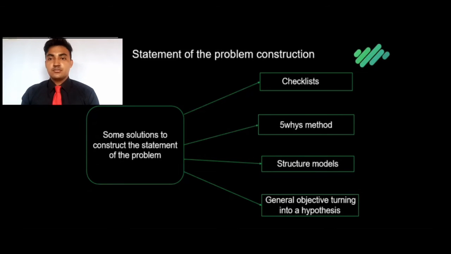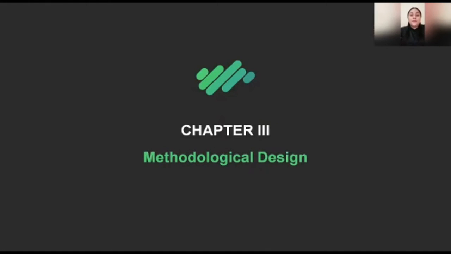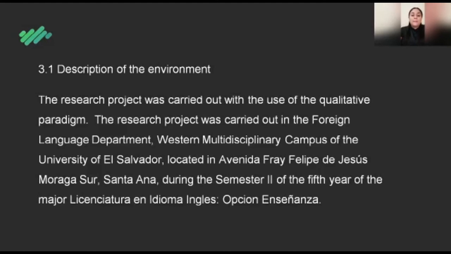Let's start with Chapter 3, Methodological Design, in which the researchers describe all the phases followed in the chapter, such as the paradigm design, a detailed description of the environment, and the tools used for data recompilation. 3.1 Description of the environment.